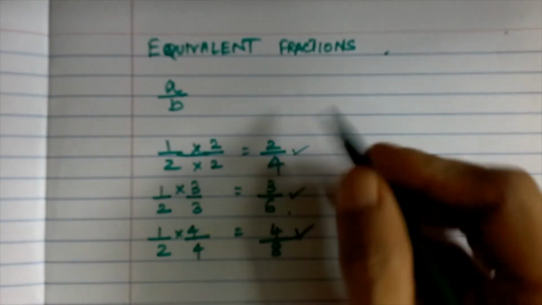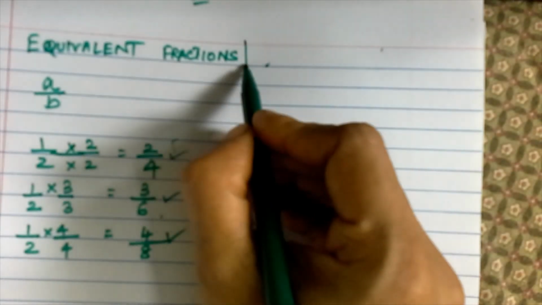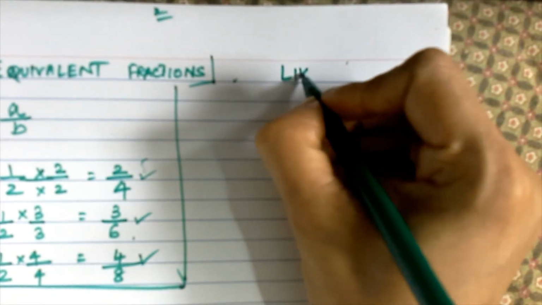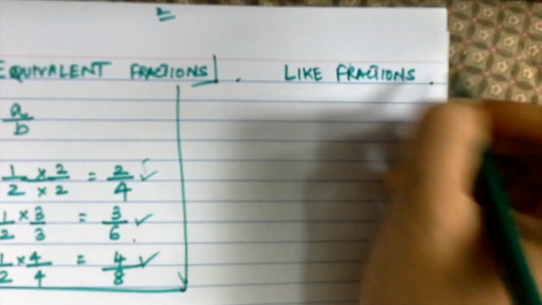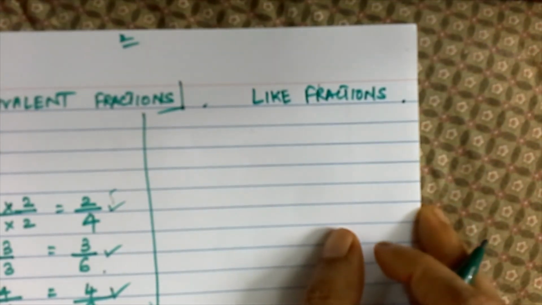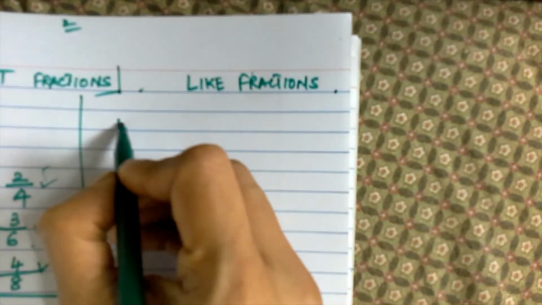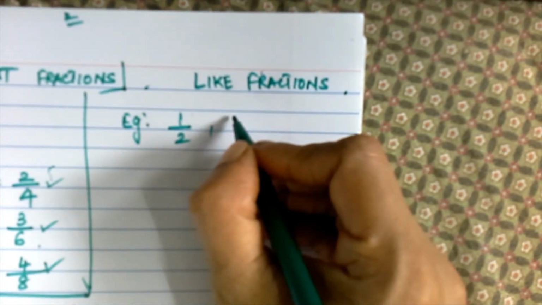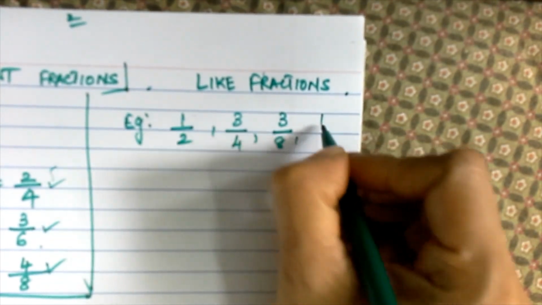Next there is one more type, which is called like fractions. Like fractions are the ones where my denominators are the same. So I'm going to give an example. Examples of fractions are 1 by 2, 3 by 4, 3 by 8, or 1 by 4.